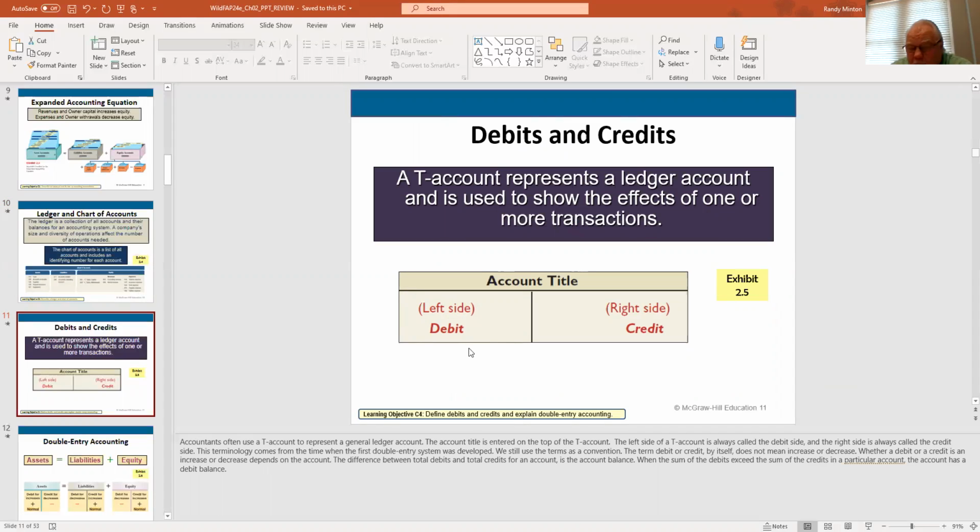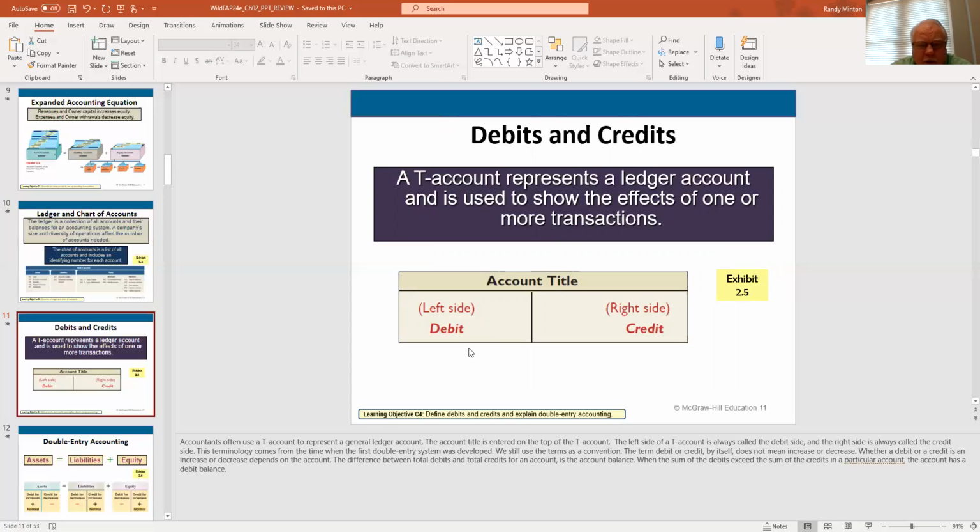Doesn't mean good, doesn't mean bad, nothing like that. All it really means is that you have put an entry to that T account. And again, I would encourage you to look at the videos that I provided you with to see what I'm talking about. If I put something on the left side, then that's a debit. If I put something on the right side, it's a credit.